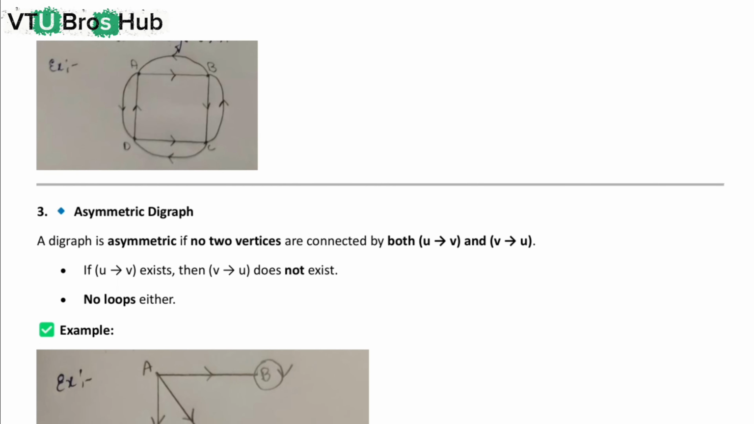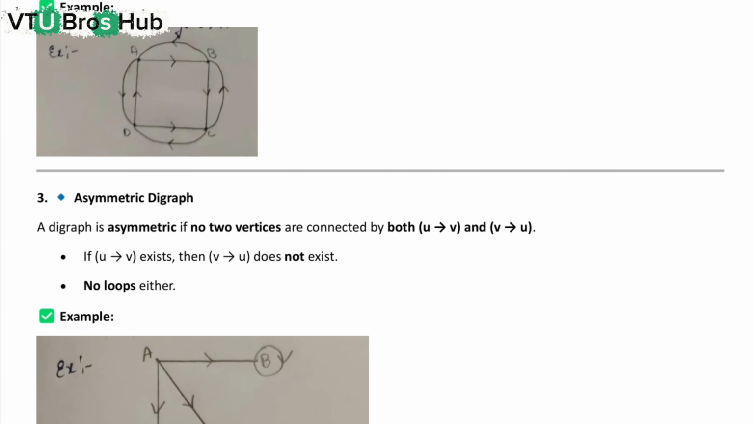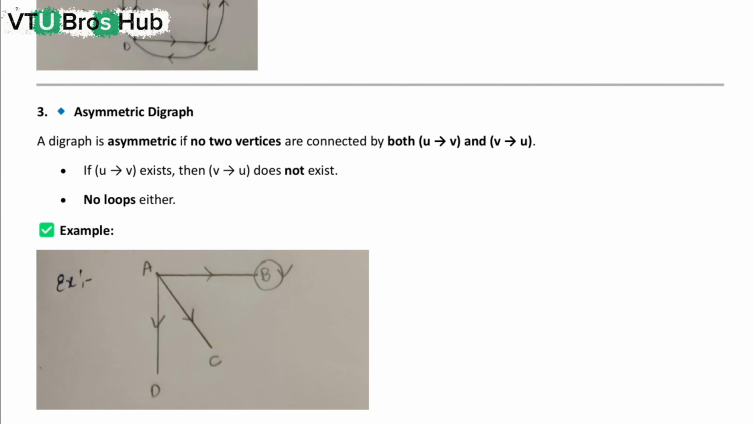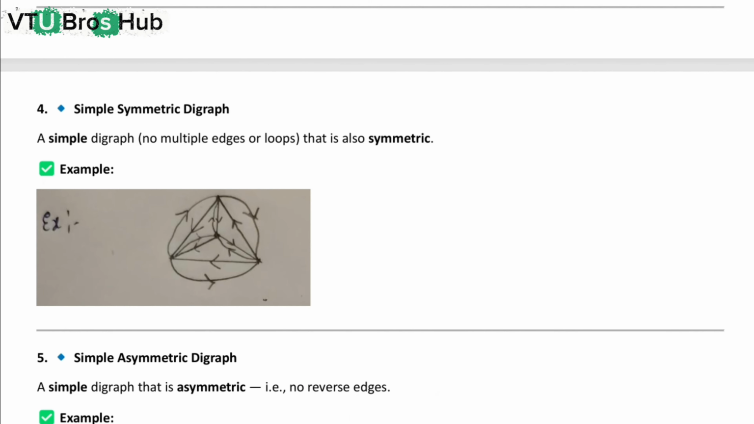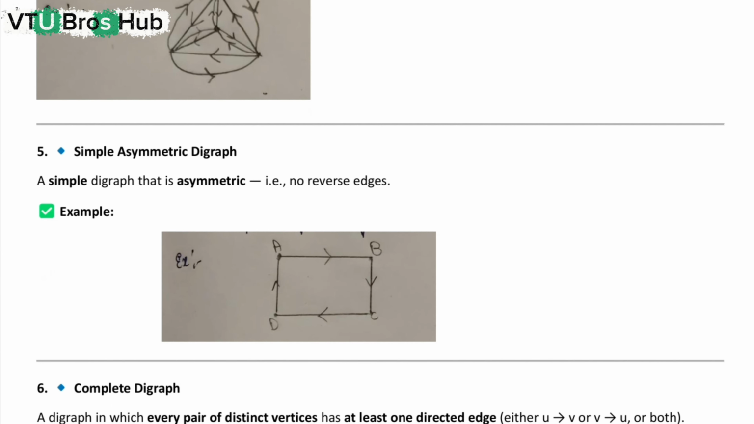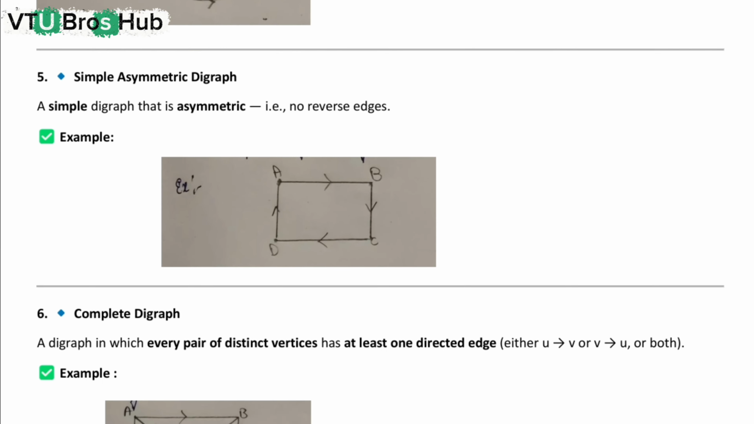3. Asymmetric digraph. A digraph is asymmetric if no two vertices are connected in both directions. If there is an edge from U to V, then V to U does not exist. Also, no loops are allowed. Observe the example graph shown. 4. Simple symmetric digraph. A simple symmetric digraph has no loops or multiple edges, and also satisfies the symmetric property. Refer to the diagram given. 5. Simple asymmetric digraph. This is a simple digraph with no reverse edges. So it's asymmetric and has no loops or multiple edges. Observe the example shown below.